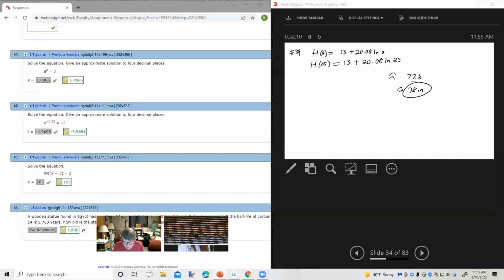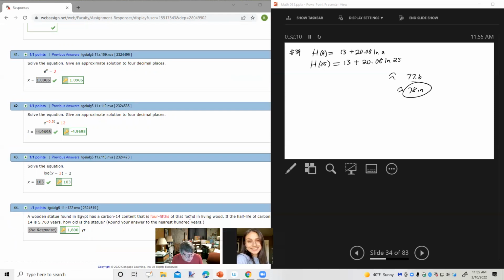Let's see, I gotta move some stuff so I can see this. Okay. A wooden statue found in Egypt has a carbon-14 content that is 4/5 of that found in living wood. If the half-life of carbon-14 is 5,700 years, how old is the statue? Round your answer to the nearest 100 years.